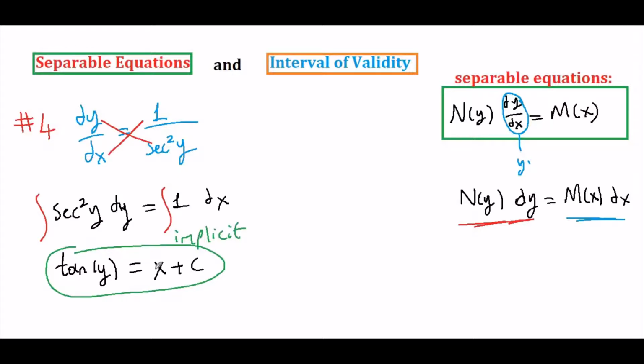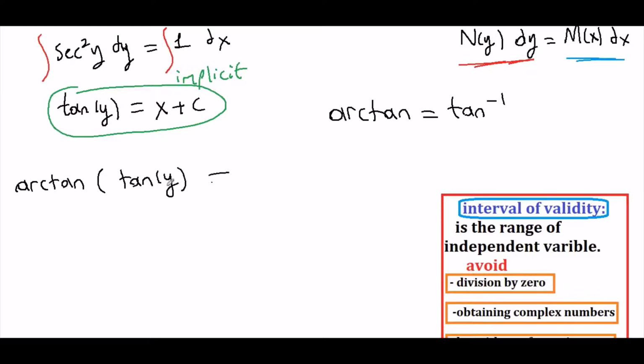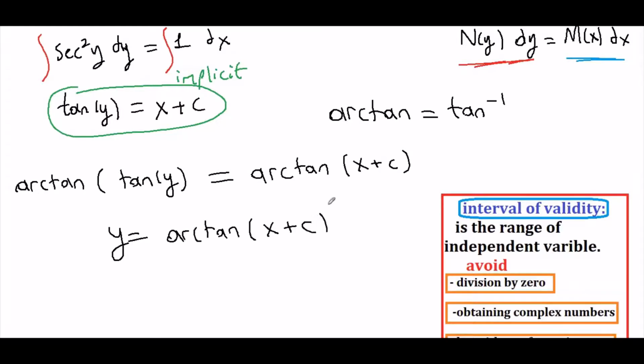For the explicit solution, we have to solve for y. We are now going to apply inverse tangent on both sides, arctangent or tangent inverse, which is the same thing. Arctangent of tangent of y will free our variable y, and the right hand side will be arctangent of (x plus c). So arctangent of (x plus c) is our explicit solution.